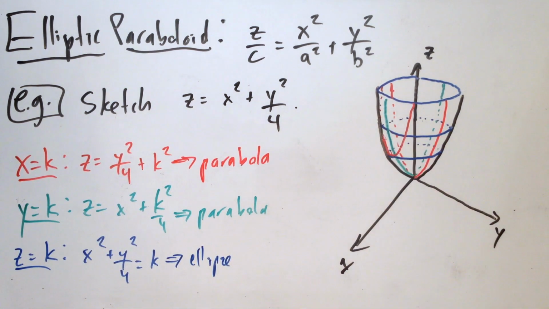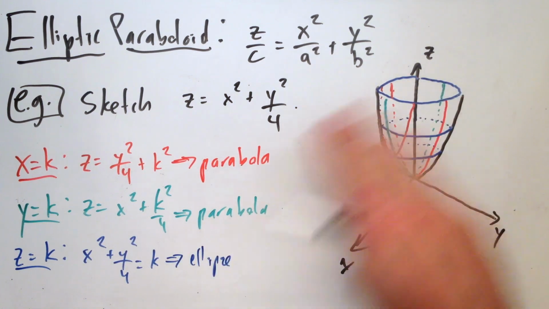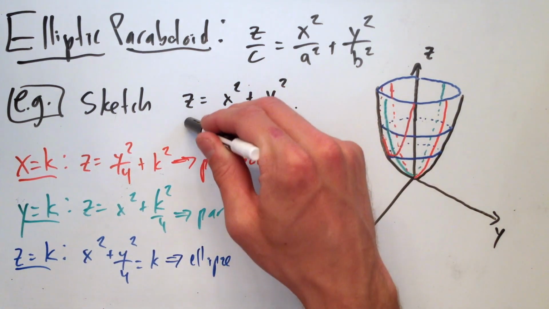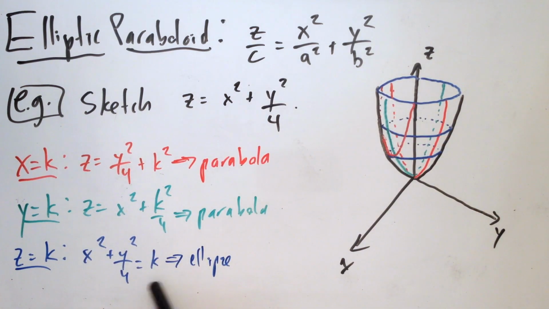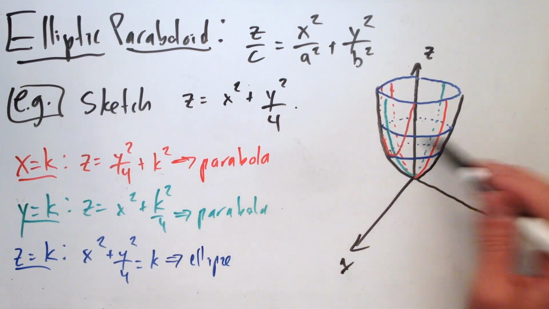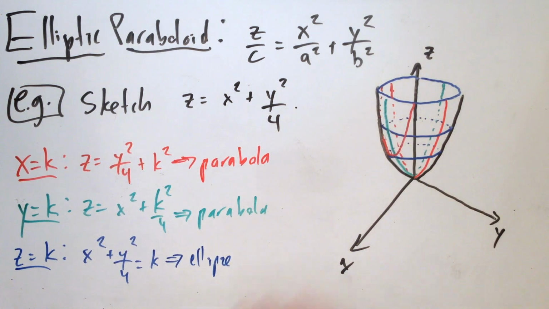But it's an elliptic paraboloid because when we take these horizontal slices of them along the z-axis, we let z be constant, we get x squared plus y squared over 4 is equal to k. This is the equation of an ellipse. Well, so long as k is greater than or equal to 0. If k is 0, we just get a point, which is this origin. If k is greater than 0, we get ellipses, and I've drawn a couple of them. So this is what this guy looks like when you slice it horizontally.